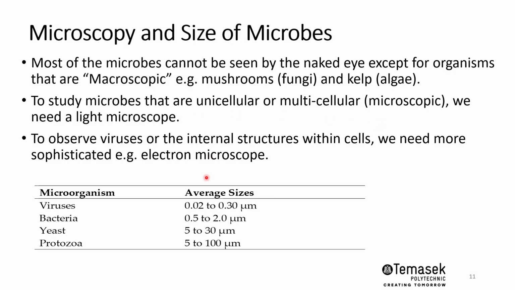For viruses, they are much smaller than bacteria and eukaryotic cells. We will need a more sophisticated microscope known as the electron microscope. Here I've outlined in the table some of the microorganisms that we talked about earlier and some of their average sizes. You will see that the protozoa is much bigger compared to the yeast and bacteria, and viruses are much smaller in size relative to the rest. Just to recall back to topic 1, viruses are often acellular, whereas the rest of the microorganisms here, bacteria, yeast, and protozoa, are cellular in nature.